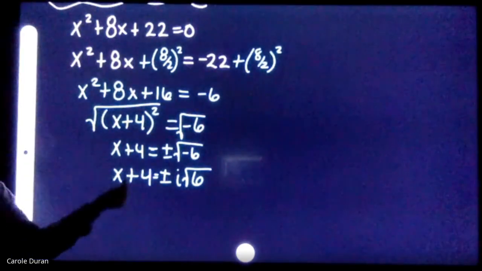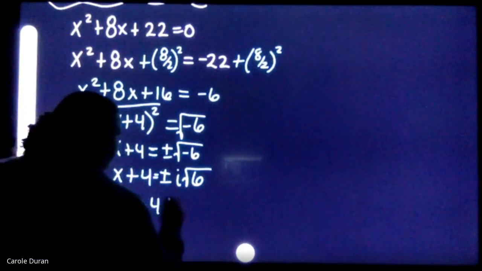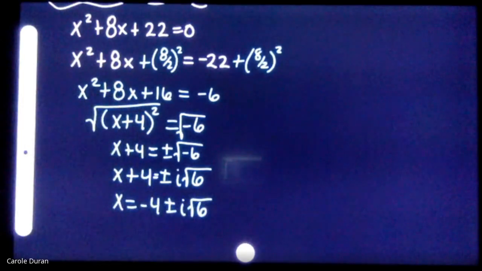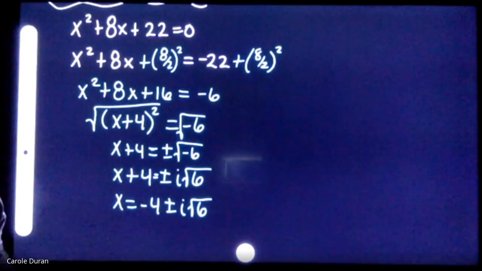So now my next step is just to subtract the 4 over. And I get x equals negative 4 plus or minus i times the square root of 6. And you would put that in curly brackets, and then we are done. There are 2 on your homework that will have an i in them, I believe.